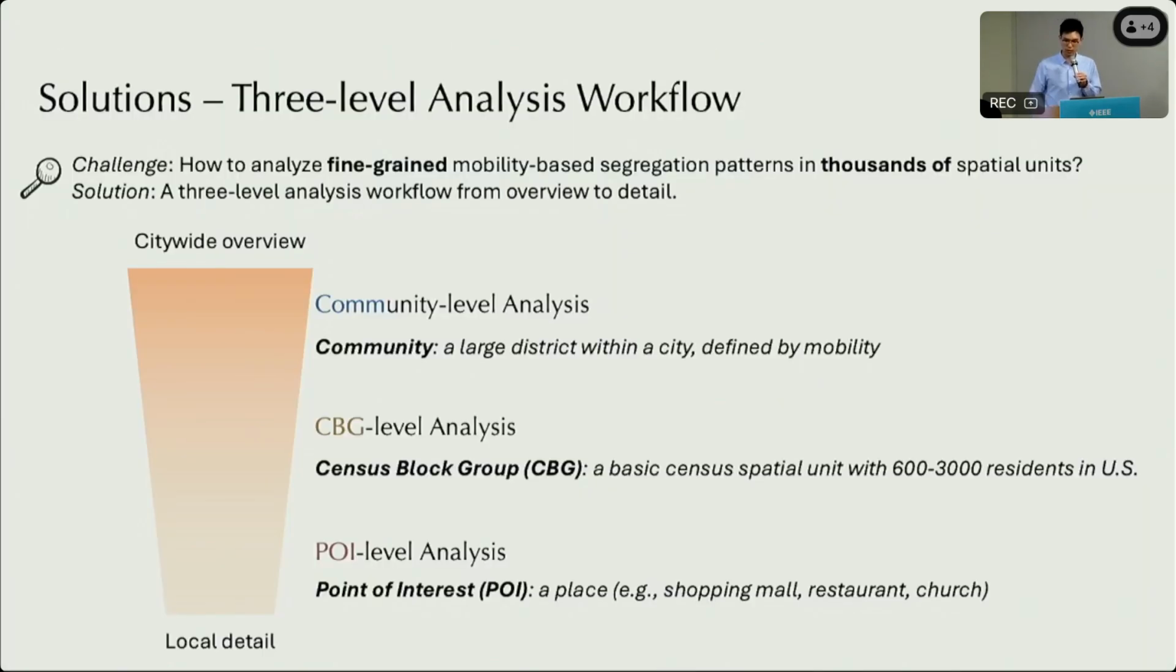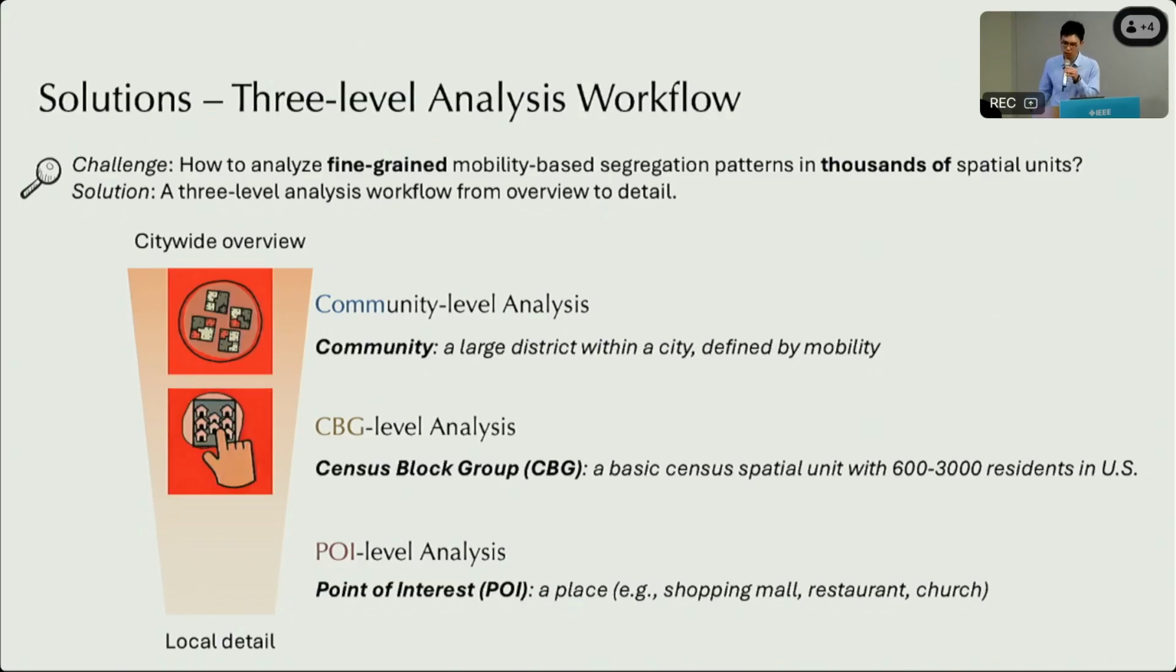We propose solutions to tackle the challenges mentioned before. To handle the fine-grained analysis, we propose a three-level workflow. We start with the community level, which is a large district in the city. Then we drill down to the census block group or CBG level, like a small neighborhood with a few hundred residents. Finally, we enable intervention design at specific points of interest, like shops or parks.